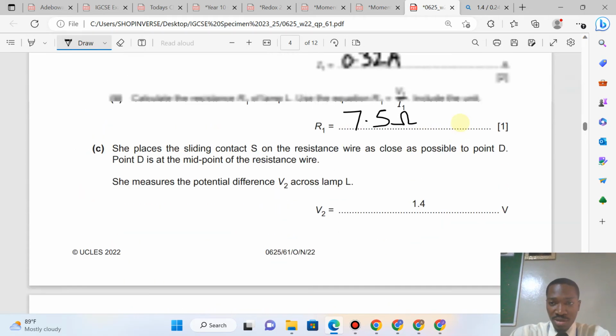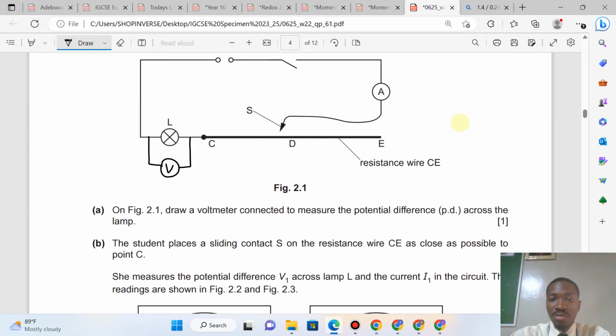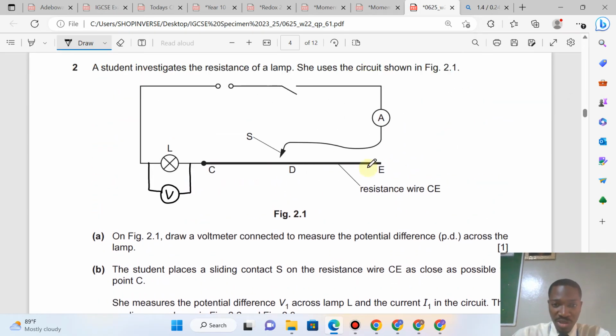What do you mean by that? Look at the circuit. This is point E. So she places the contact here in order to increase the resistance in the circuit to the maximum value. Okay. So when you place the contacts here, the entire resistance of the sliding wire would add to the circuit. So when resistance is increasing, then current flow in the circuit will reduce.